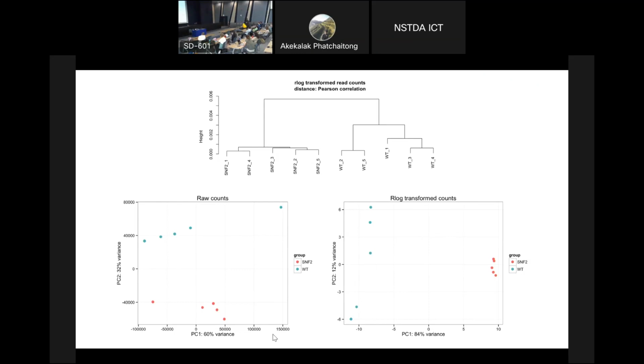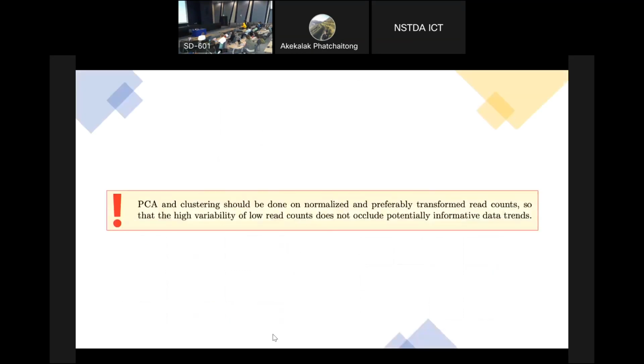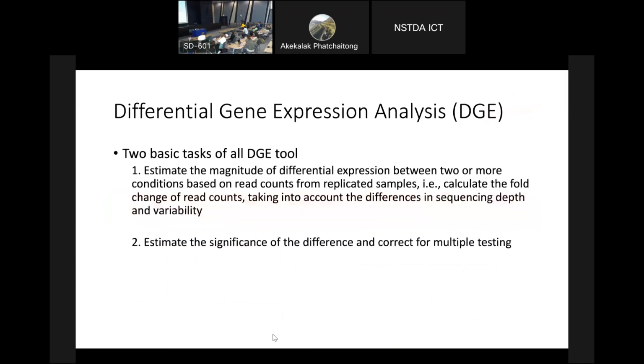If you get some mixture, then you want to go back. And if you can't really sort it out, you might have to remove a particular sample because you just can't make head or tail of it. Okay, so PCA and clustering should be done on normalized and preferably transformed read counts so that the high variability of low read counts does not occlude potentially informative data. So do not use the raw, but rather the normalized data when you want to do this.